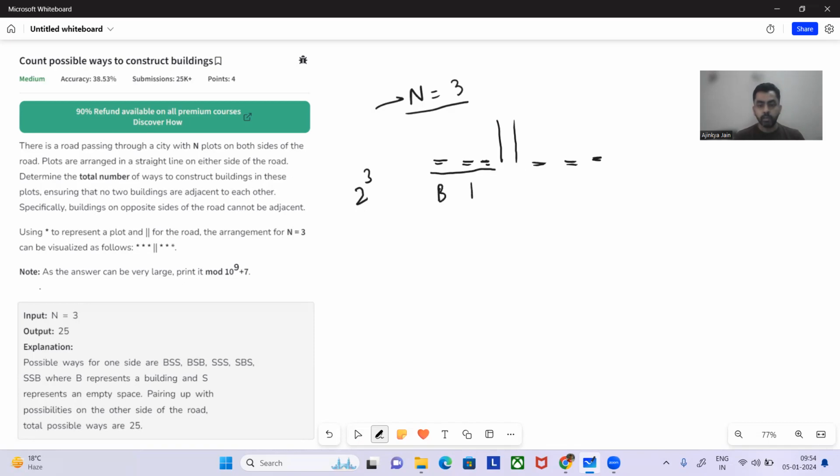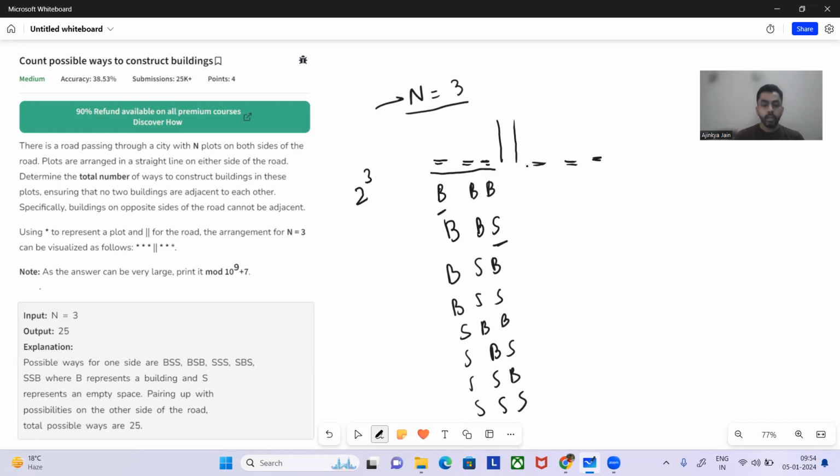How? Let's consider building: BBB, then BBS, then BSB, then BSS. Then SBB, SBS, SSB, and SSS. S is nothing but space. B is building. Now, out of these total combinations, what are the possible combinations?